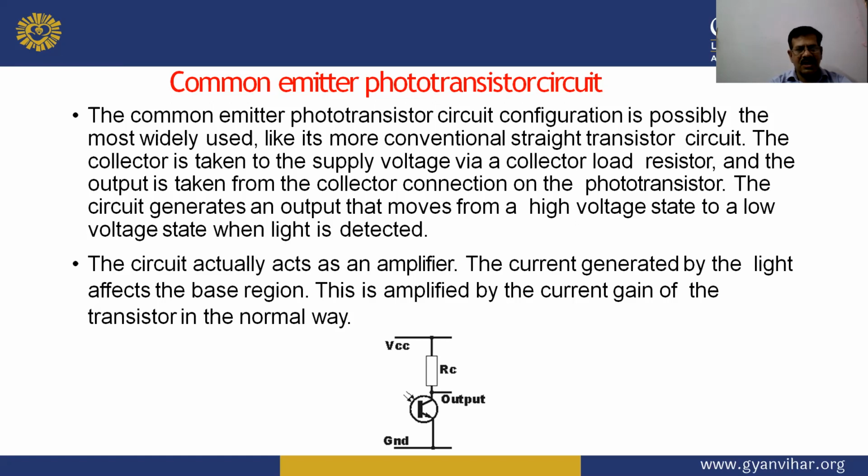What is an amplifier? The amplifier means increasing the strength of a weak signal to a high level signal. So the circuit actually acts as an amplifier, where the current generated by the light affects the base region. This is amplified by the current gain of the transistor in the normal way. Here the current gain is also amplified. So this is the circuit diagram representation of the common emitter phototransistor circuit.